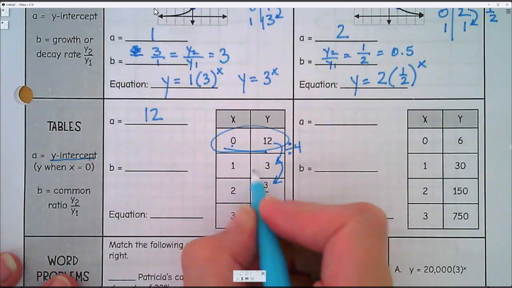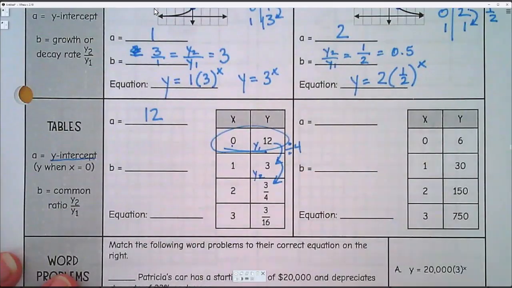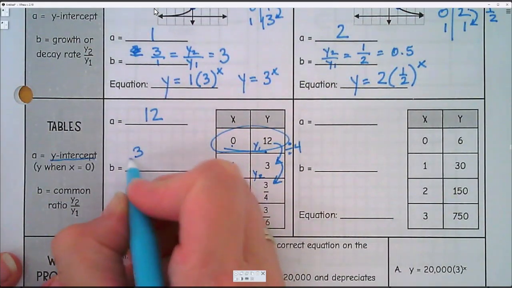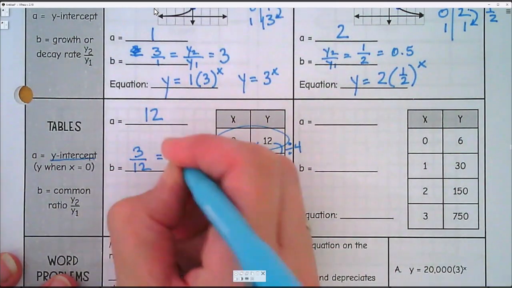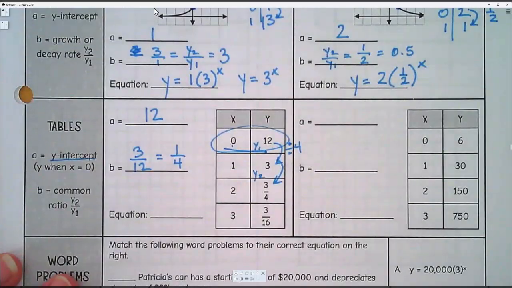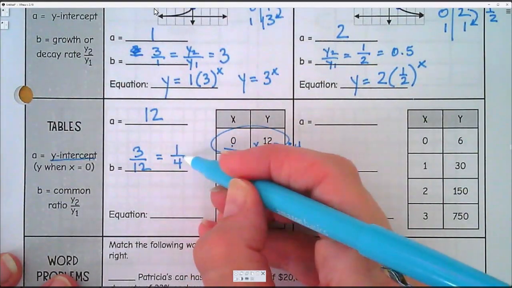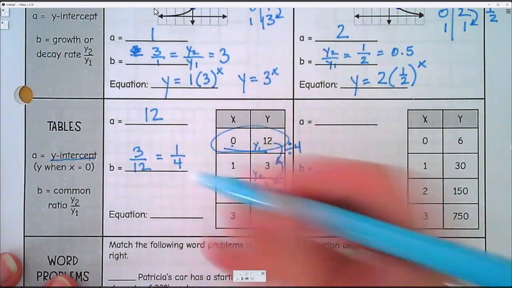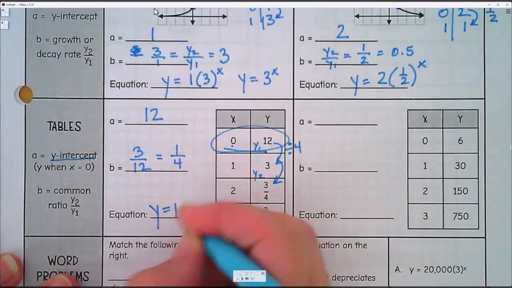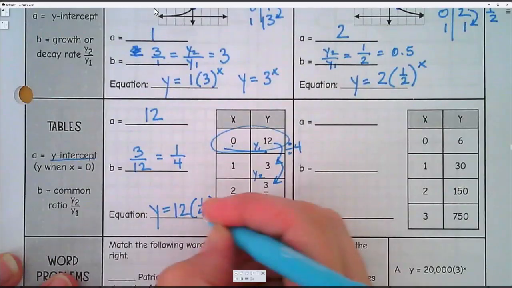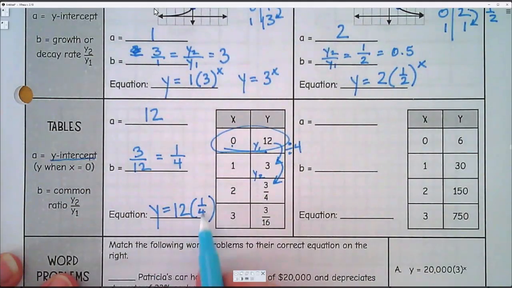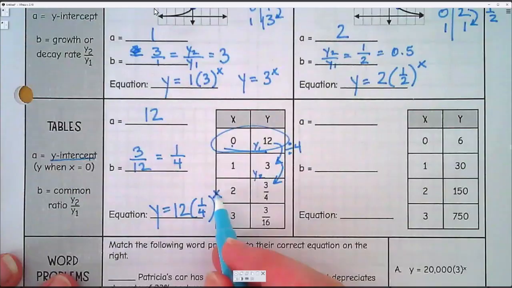So what we need to do is take our y2 and divide by our y1. So our y2 is 3 and our y1 is 12. And when we divide that in our calculator, we're going to get 1/4. Well, 1/4 is like dividing our number in 4 pieces, right? So the equation is I'm starting at 12. I'm taking 12 and I'm dividing it into 4 or multiplying by 1/4. And then I'm doing that again and again and again, which is why I do the multiplying again and again with the exponent.